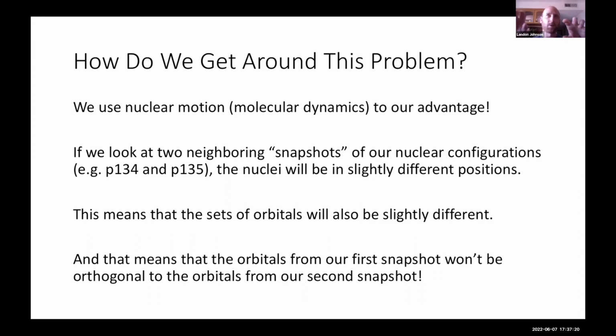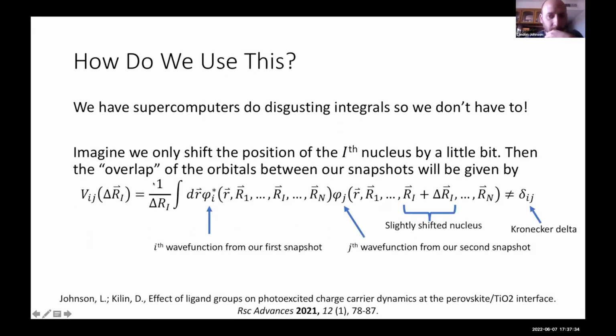So what that kind of means is that these orbitals will sort of overlap each other just a little bit. And that little bit of overlap is what we need to get an electron to move from one orbital to the other. So how do we actually utilize that? Basically, we have these big long integrals that we don't want to do, so we just have a supercomputer do them for us. So this Vij quantity is a measure of how much orbital i and orbital j are overlapping each other.